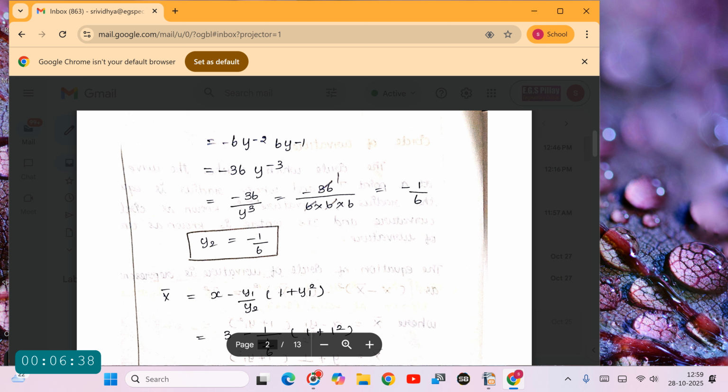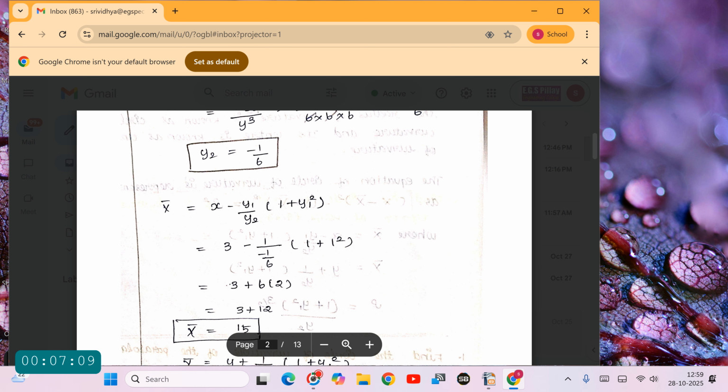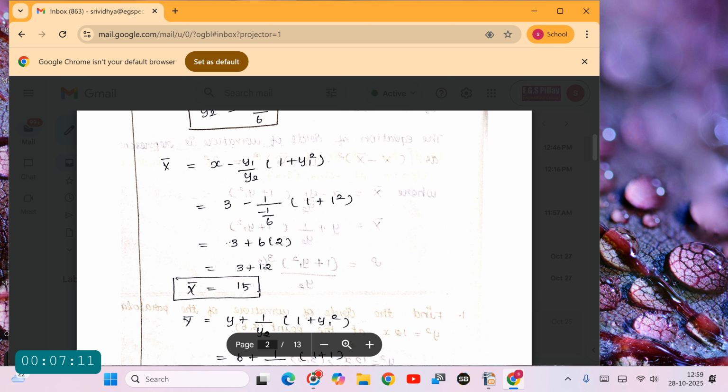Next, for framing the circle of curvature equation, our next requirement is to find x bar. Already we have seen that the formula for finding x bar, the x component of the center of curvature, is represented by x bar. X bar is equal to x minus y1 by y2 into 1 plus y1 square.